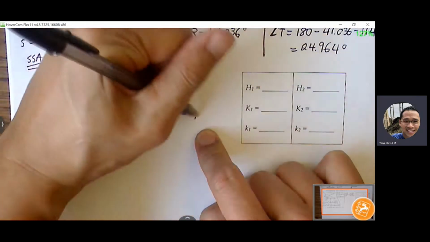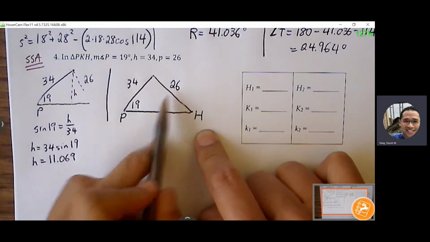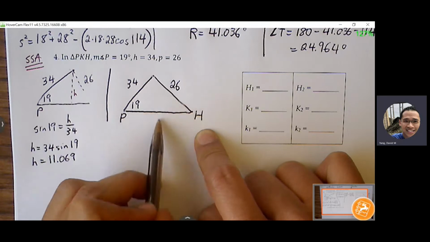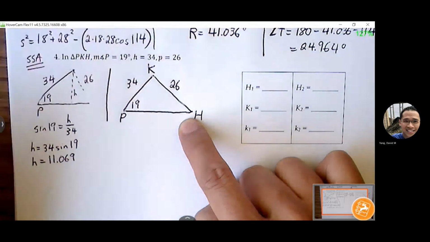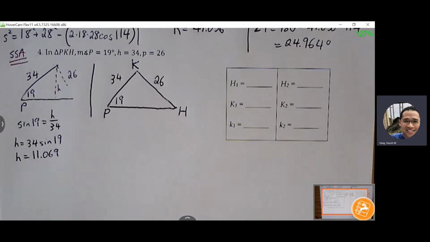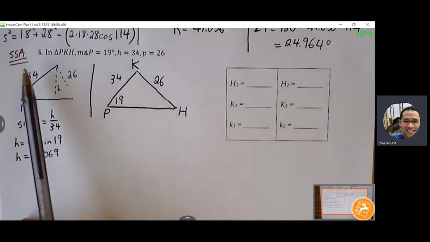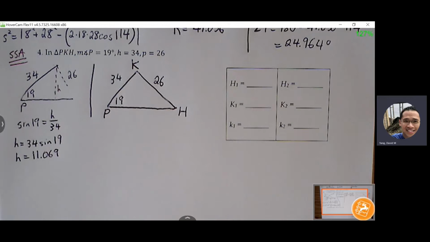$34 is H, 26. All right, so it's a side-side angle. You only have to use law of sines. Okay.